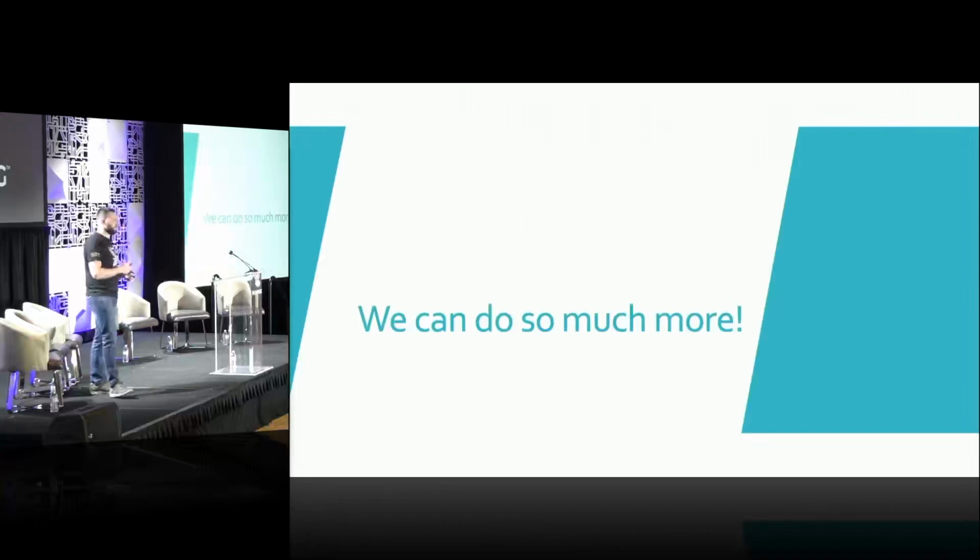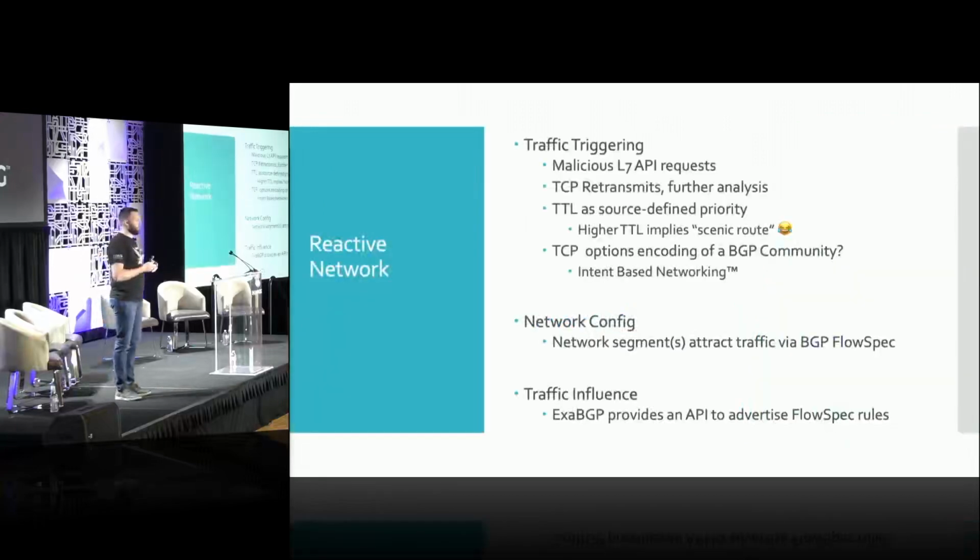But I really think that we could do so much more. In a reactive network, we have traffic triggering, like we could do more advanced things looking at malicious layer 7 API requests or counting TCP retransmits and doing further analysis, maybe using TTL as a source-defined priority. So if we have a TTL that comes in to our network of higher than 200, we send it around the scenic route. Or even doing more advanced things like encoding BGP communities in TCP option headers and doing intent-based networking. For network config, we can do things like network segments that attract traffic via BGP flow spec, and then for our traffic influence, we use things like ExaBGP to provide an API to advertise these flow spec rules.